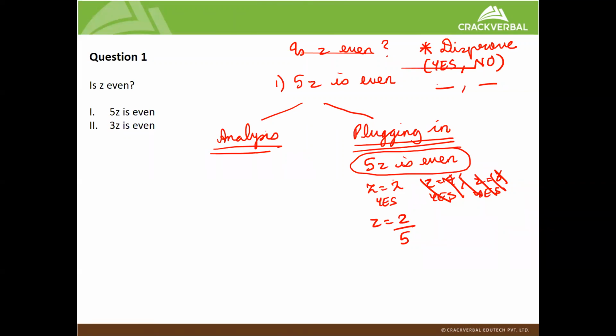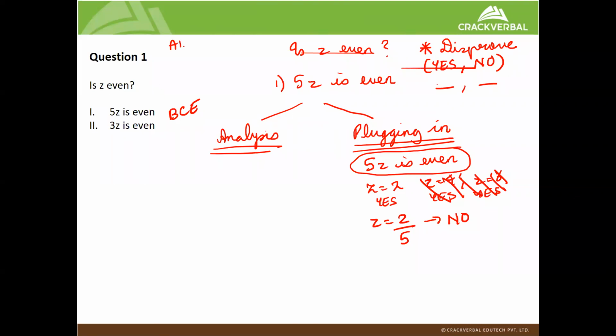right? Think about it. 5Z is even. If I put Z is equal to 2 by 5, 5 into 2 by 5 is going to be left leaving me with 2, and 2 is definitely an even number. And if I try to answer the main question now, this gives me a no. So the first statement is clearly insufficient, and the three possible answer choices are B, C, and E.